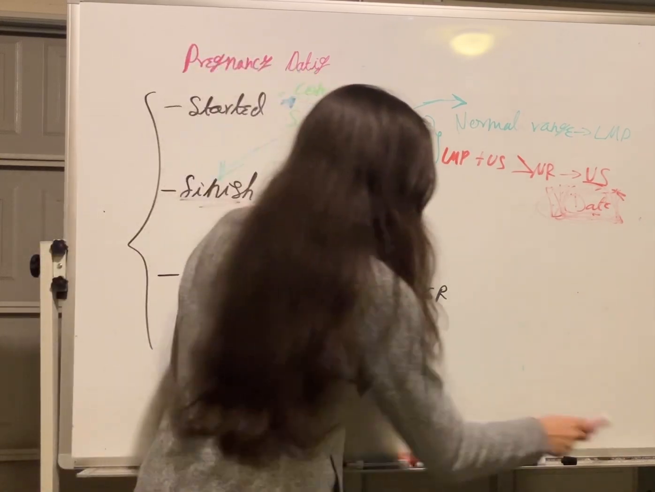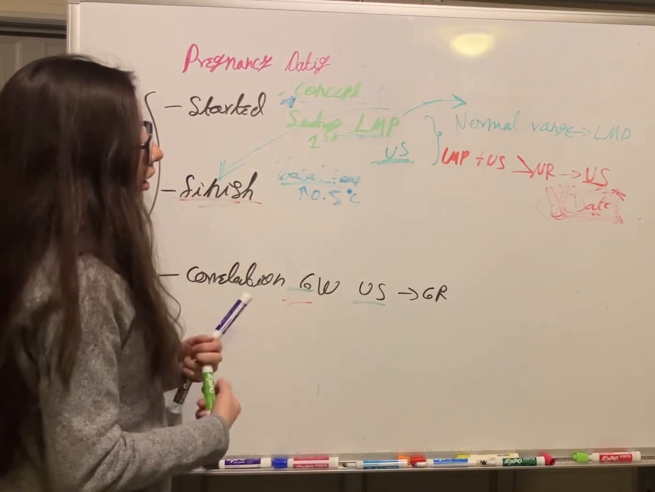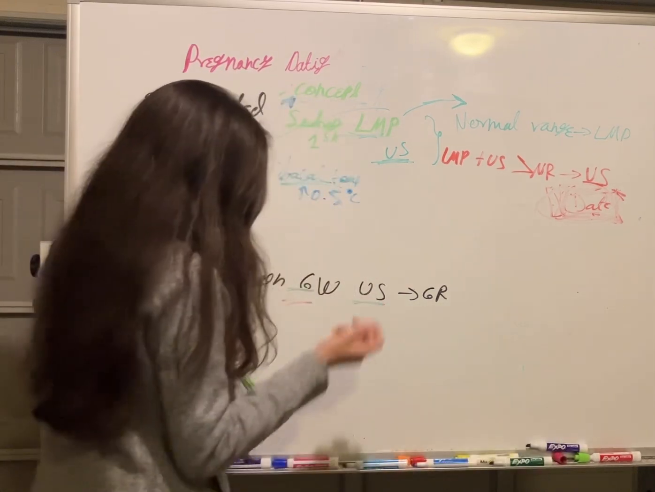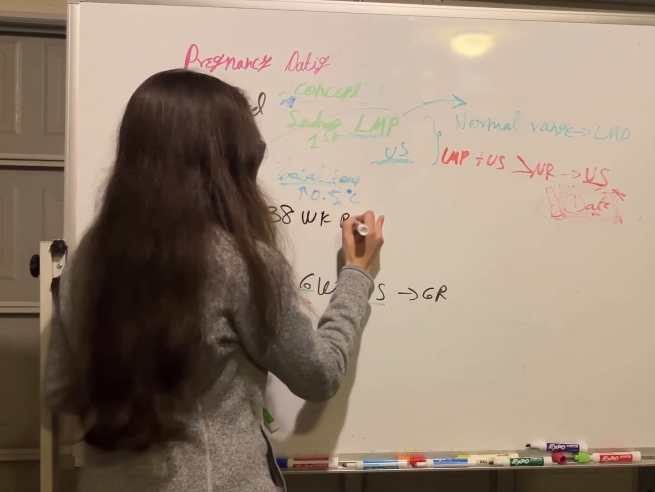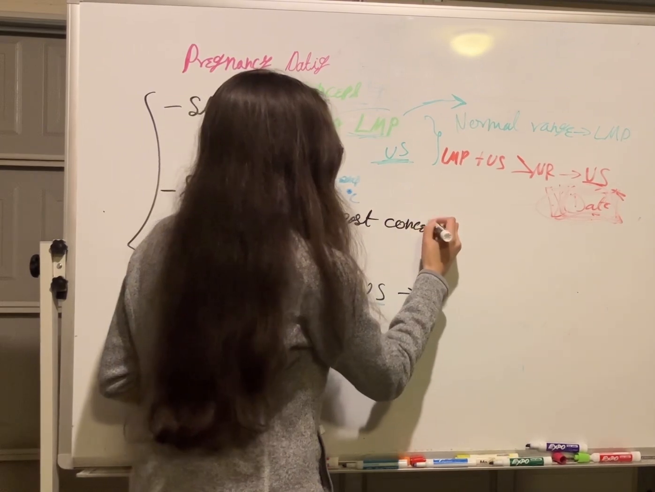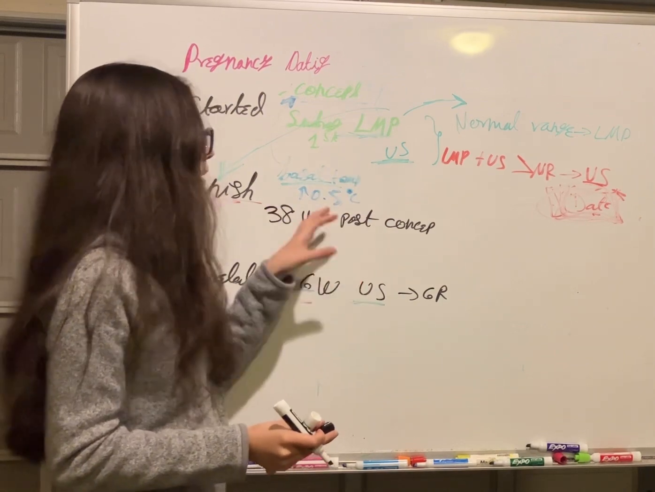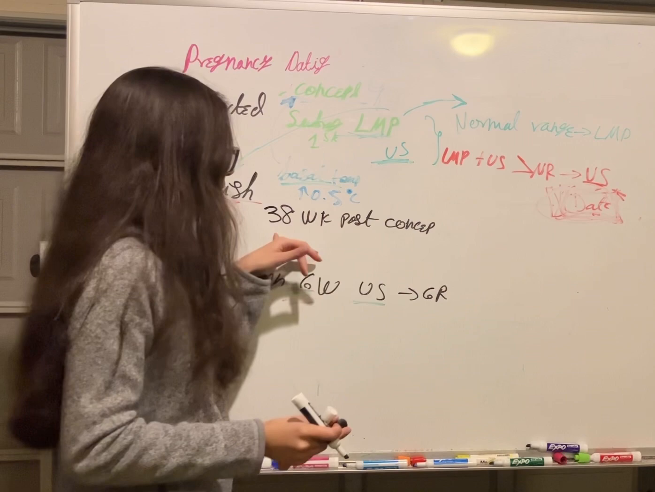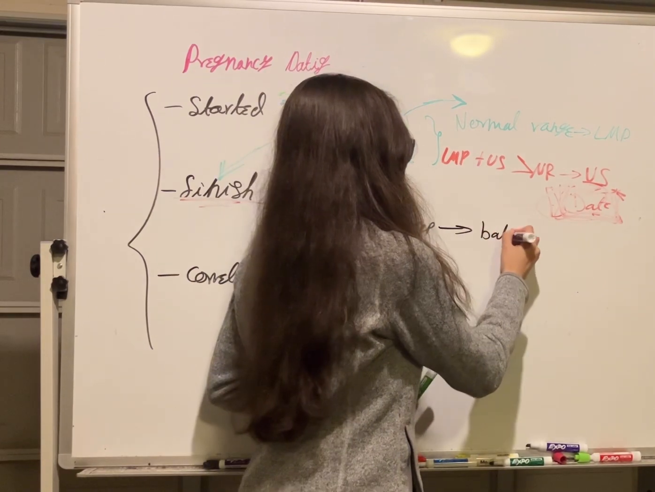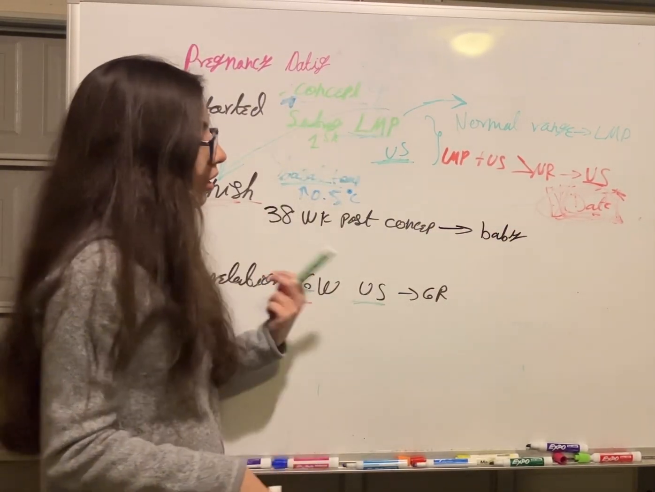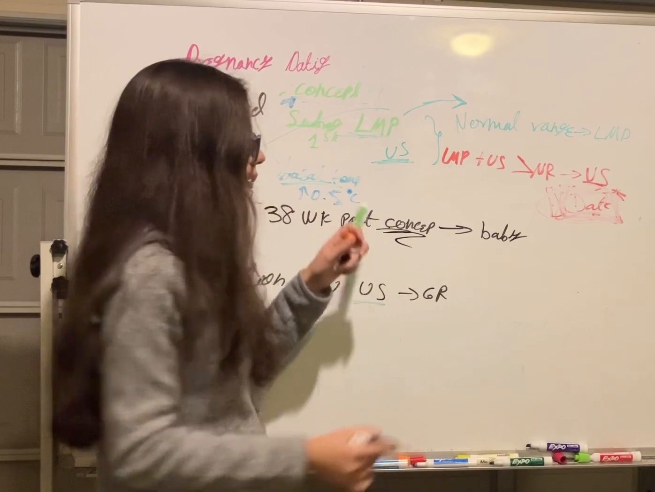Also, the due date or the finishing of the pregnancy most of the time is going to be 38 weeks post conception. So no matter when the last menstrual period was, what matters is the conception date. After 38 weeks from the conception date, the baby is going to be born. But as we already saw, most of the time the woman does not know the exact date of conception.